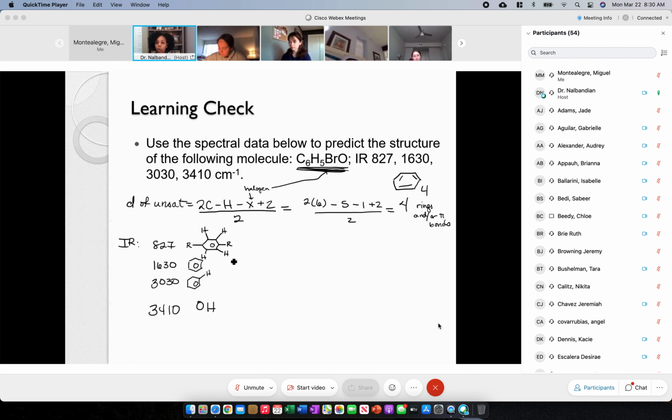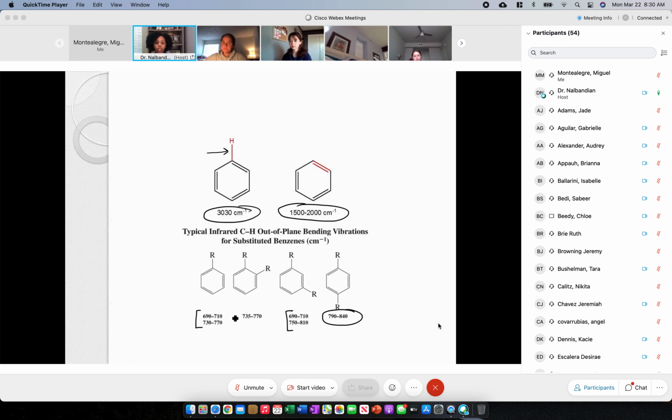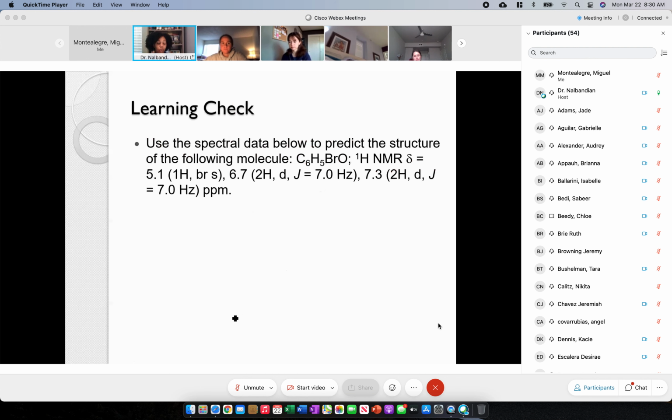1, 2, 3, 4 here on this para-disubstituted ring, and then here's 5, and then there's a bromine. Just there, that alone, we should know what the structure is. Just looking at degree of unsaturation and IR, but let's confirm what the structure is. So hopefully you already can see what the structure should be.